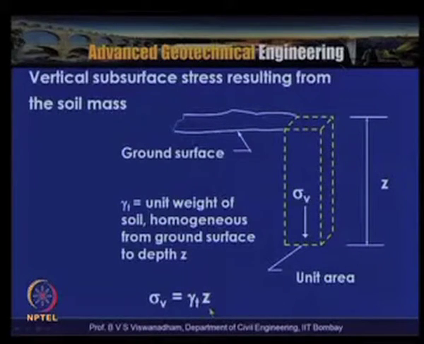Gamma t is the unit weight of the soil, homogeneous from the ground surface to the depth z. Sigma v, if the ground surface is horizontal, is called the geostatic vertical stress. So, sigma v is equal to gamma t z, and is also referred to here as total stress, which results at a given point because of the self weight of the soil.